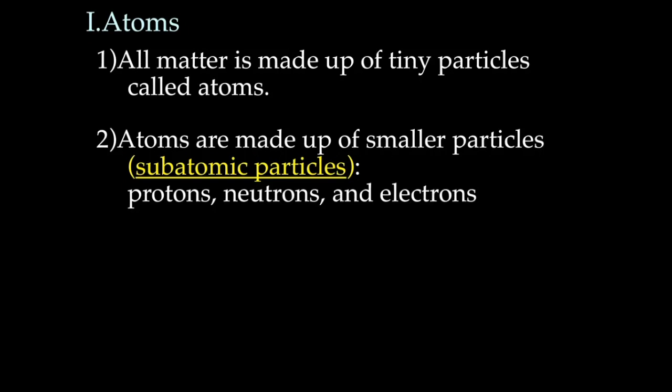And atoms are made up of even smaller particles called subatomic particles. The three subatomic particles are protons, neutrons, and electrons. You need to know the name subatomic particles and what the three subatomic particles are. And we're going to spend the rest of the lecture talking about protons, neutrons, and electrons.